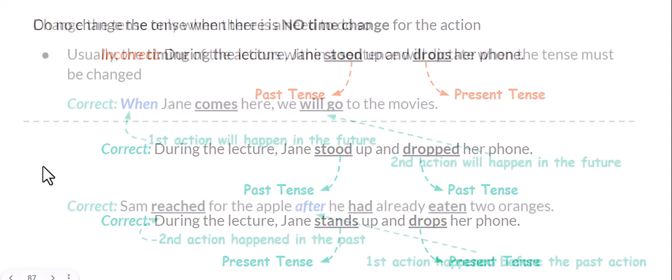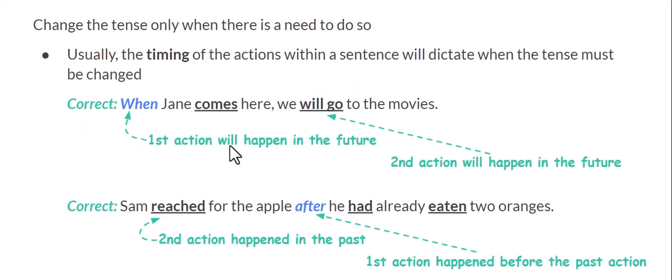So let's move to the next slide we have, and here is an amazing example that explains to you when to change the tense in two sentences that follow each other, and to use a different tense. So here we have the timing of the action, as I said, is what decides when to change the tense, or when you are not going to change the tense.